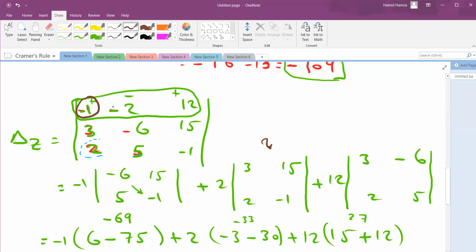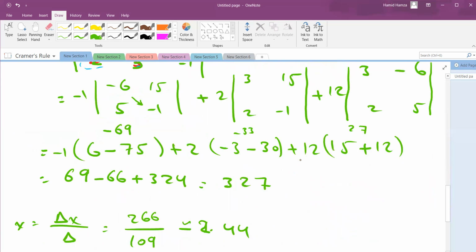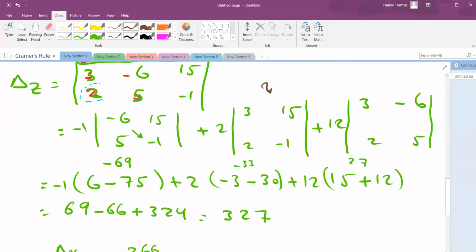We eliminate the row and column that 12 lies on, and take the rest and put them in a 2 by 2 determinant: 3, negative 6, 2, and 5. Then I'll find the value of each determinant multiplied by the coefficient outside of it. Okay, Noor?